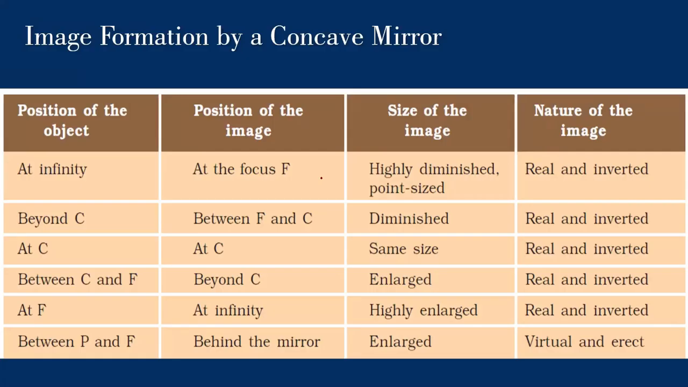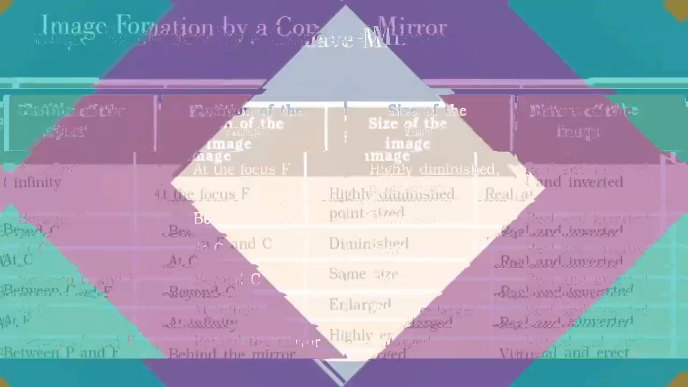Okay, in the next class, the coming episode, we will deal with the 6 image formations made by a concave mirror. We will also see image formations made by a convex mirror. We will see the image characteristics, and the difference between the image characteristics of these 2 types of mirrors, concave and convex. Okay, stay tuned.